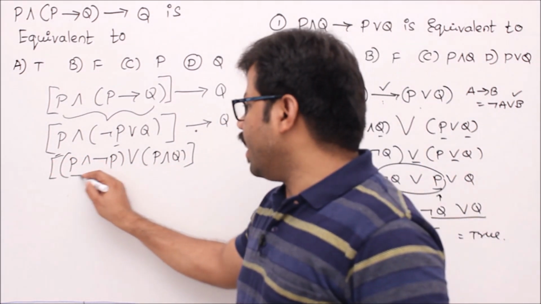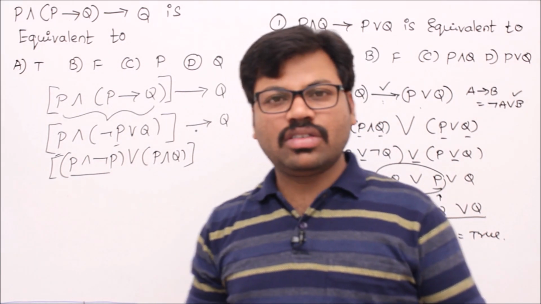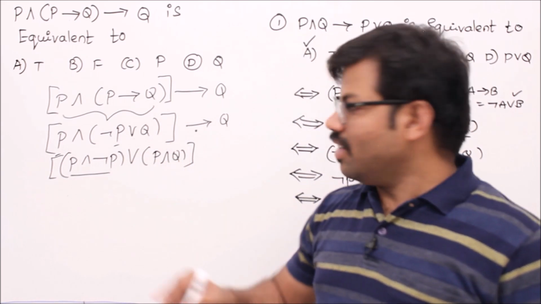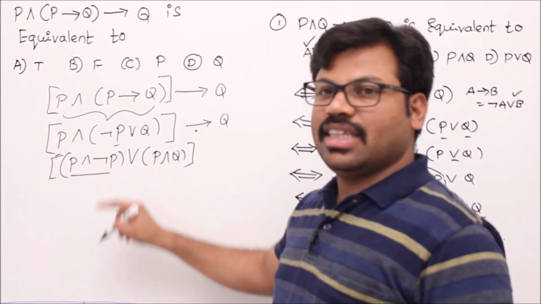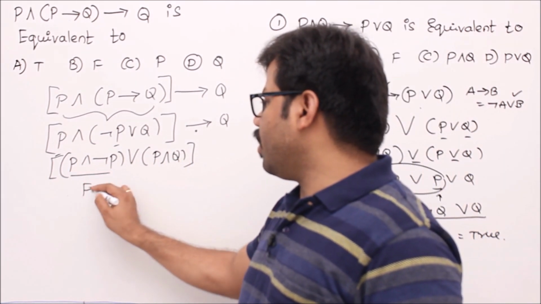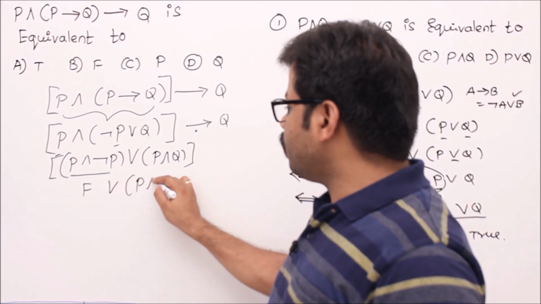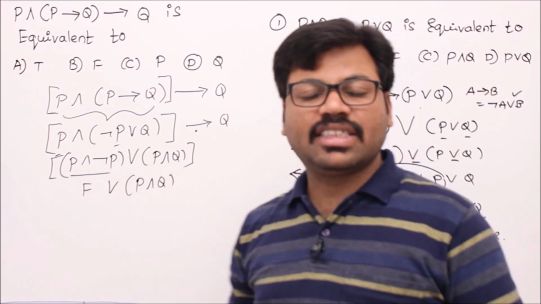Now, P and negation P. Please recall the equivalence rules; there is a rule called the domination rule, the cancellation rule. That will cancel P and negation P, so P and negation P will become false. So we have false or (P and Q).